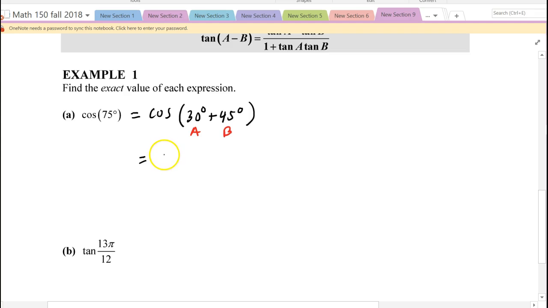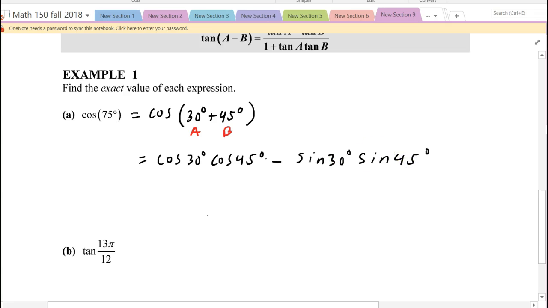Remember, cosine's formulas, the functions stay together, right? So it'll be cosine, cosine, sine, sine, and then the signs are swapped, right? They're opposite. So if it's a sum, then in the formula it's going to be a difference. So here's how we use it. It'll be cosine of A, 30, cosine of B, 45 degrees, minus sine of A, sine of B. So sine of 30, sine of 45.